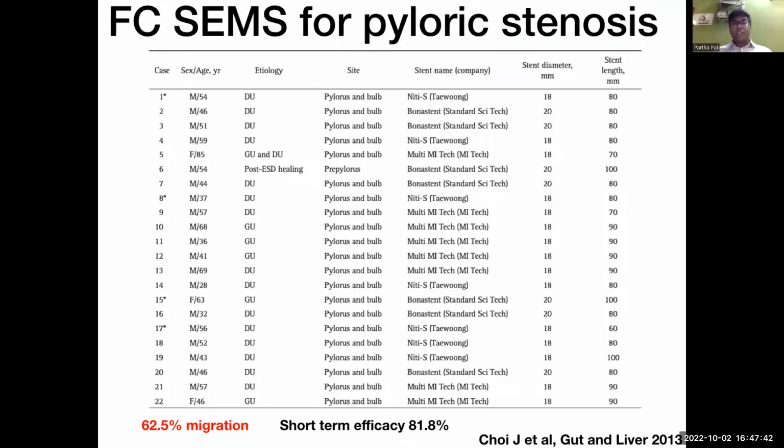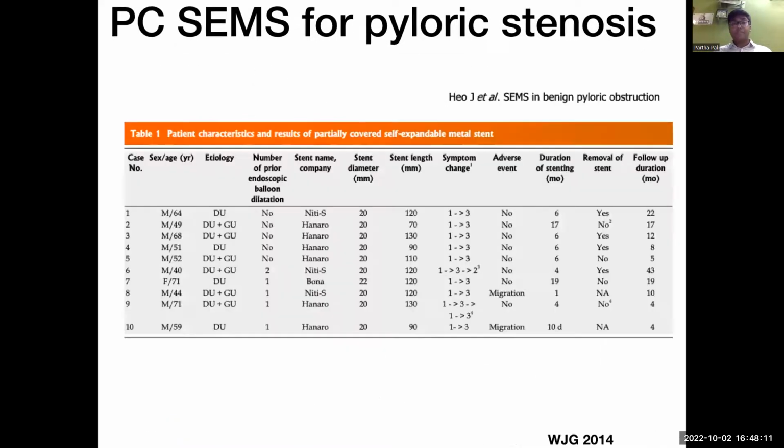So this is the evidence for fully covered stents for pyloric stenosis. The stent diameter can vary from 18 to 20, and the length can vary from 6 centimeters up to 20 centimeters, according to the stent that you are using. The migration rate is very high. That's why you need specifically designed stents for this indication. The migration is almost 62.5%. Short-term efficacy is good, more than 80%.